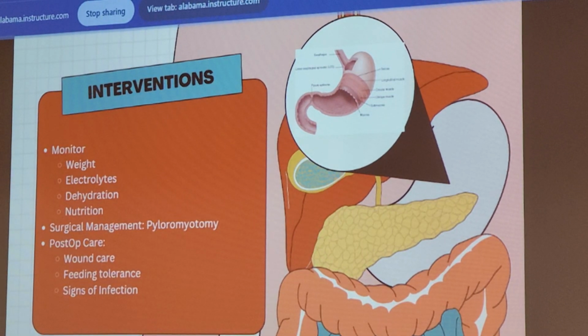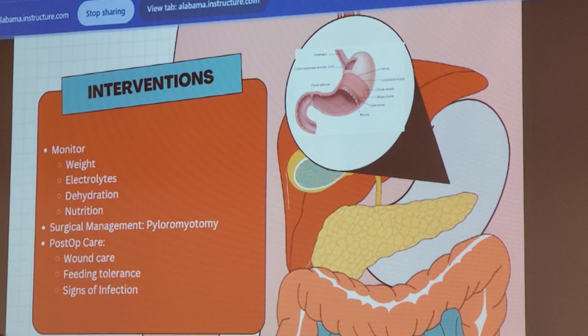Then feeding tolerance. That's going to be physician specific, but we're going to gradually introduce breast milk or formula, and we're going to do it really slowly. As they tolerate it, then we can build back up to their baseline, to their normal, and increase that caloric intake.